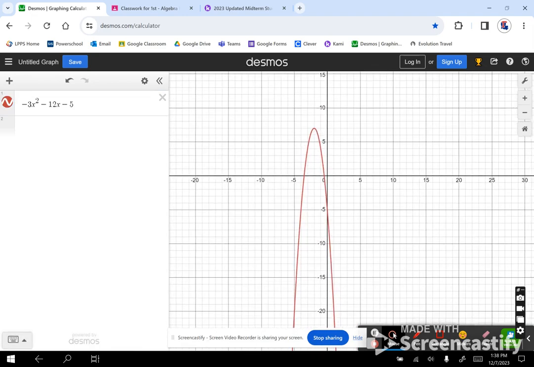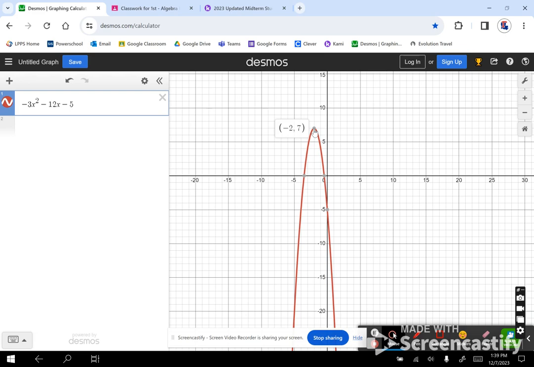There's my graph. So the first question, tell whether the graph opens up or down. It opens down. It goes up and then it goes down. This graph opens downward, okay? I have a vertex at the top and it opens downward. Identify the vertex. The vertex is this point up here. If you click and hover, it will tell you it's negative 2, 7.